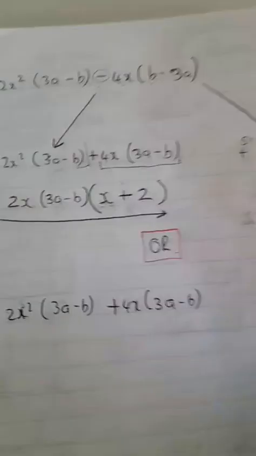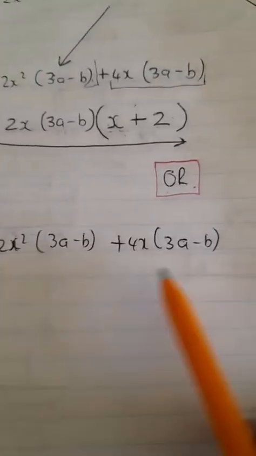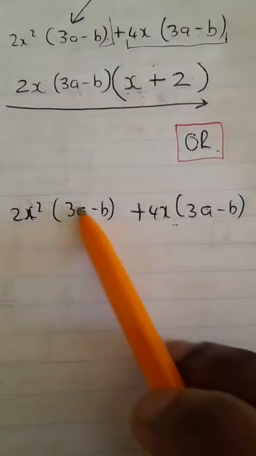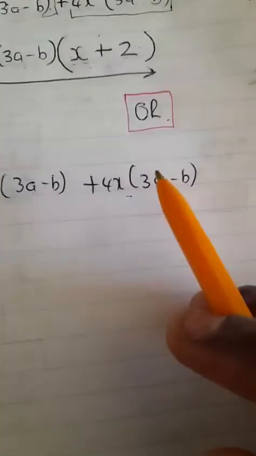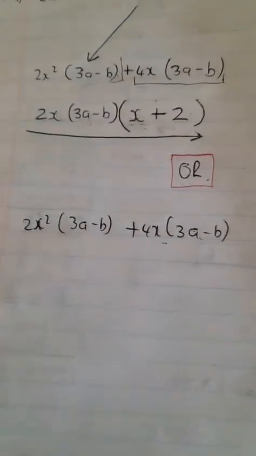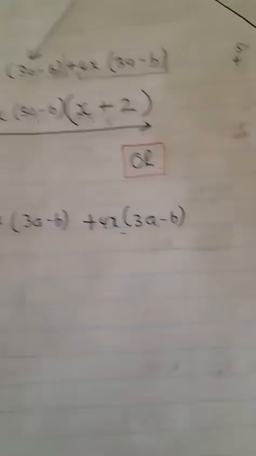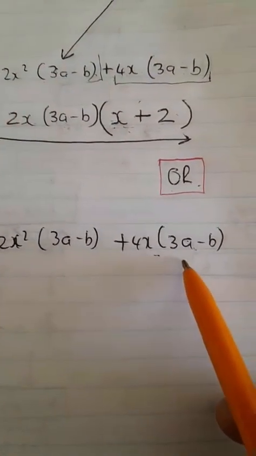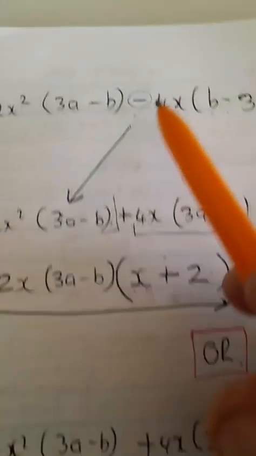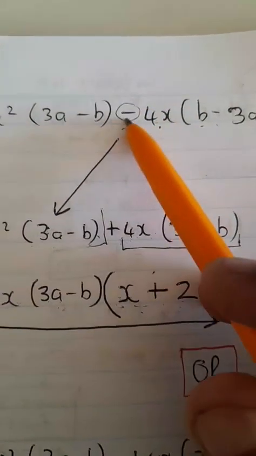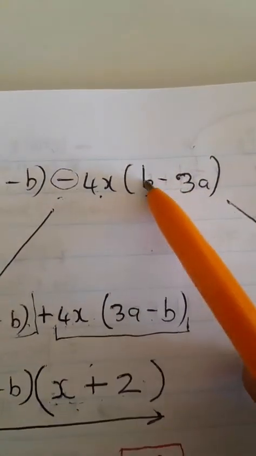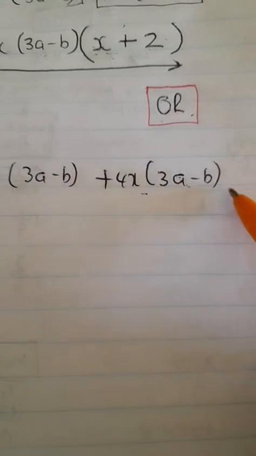Okay, so let's take it from where we were able to fix the order. So we obviously had this initially. We changed the sign of the negative to positive. And then what did we do after that? B minus 3a, we changed the order to 3a minus b.